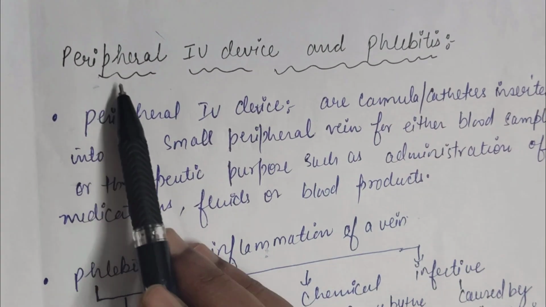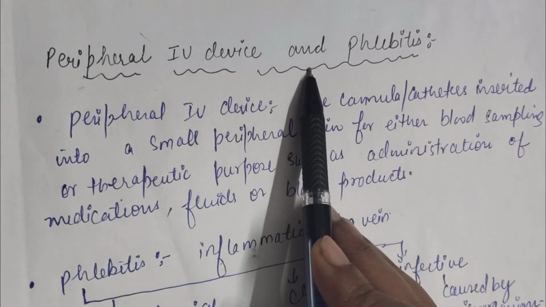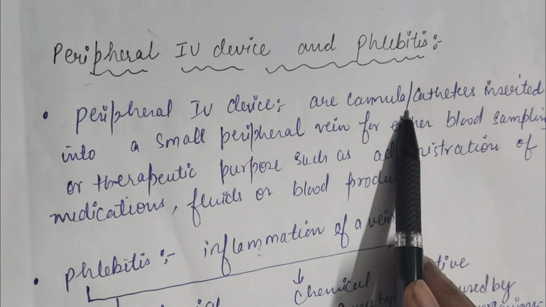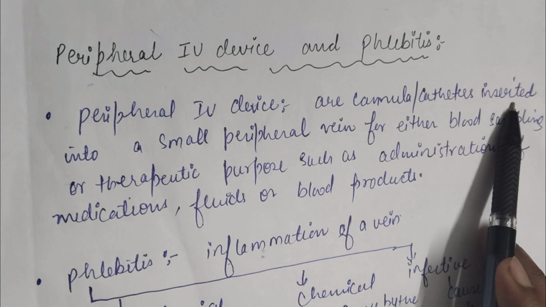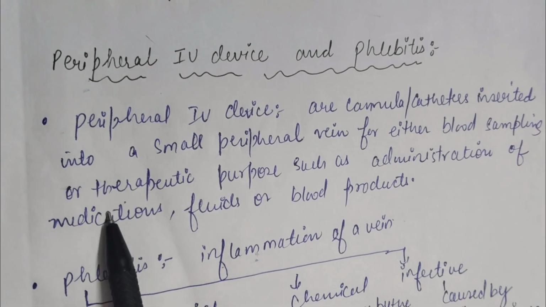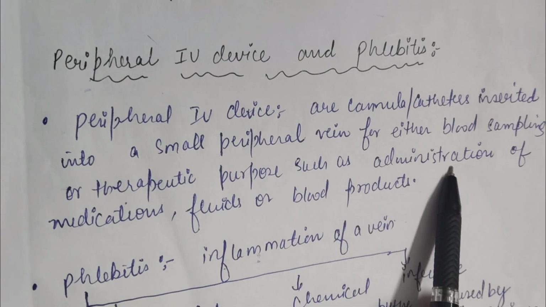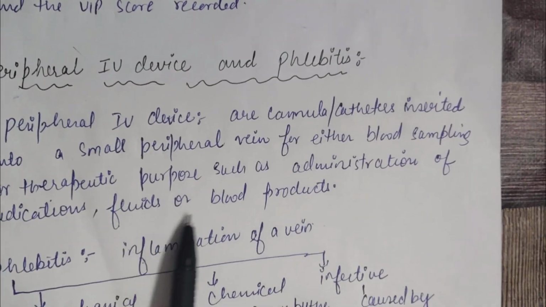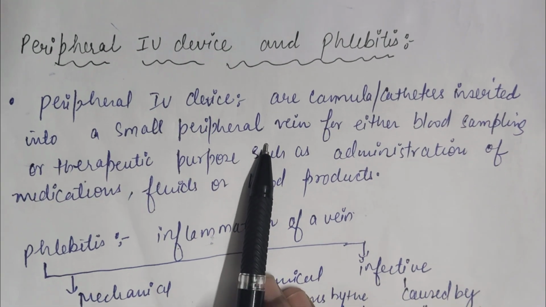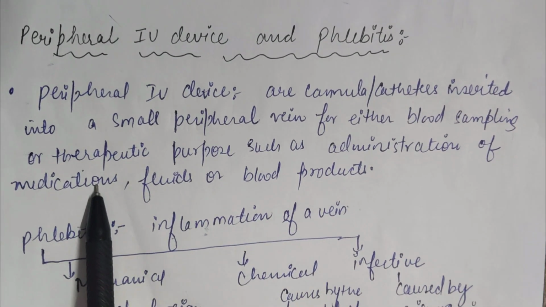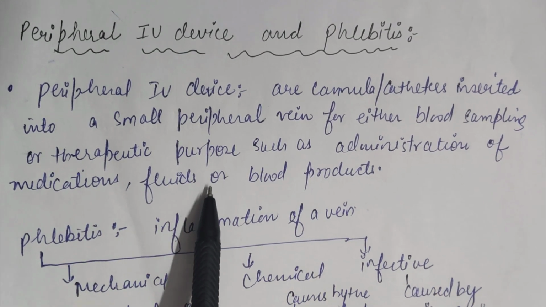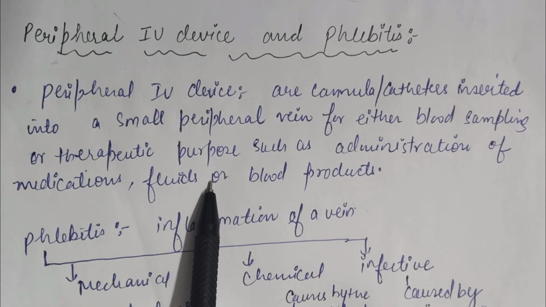Next is peripheral IV devices and phlebitis. First, peripheral IV devices are cannulas or catheters inserted into a small peripheral vein for either blood sampling or therapeutic purposes, such as administration of medication, fluids, or blood products. So these peripheral IV devices are mainly used for sampling as well as for administration of any kind of medications, fluids, or blood products. Okay, so these are the devices.